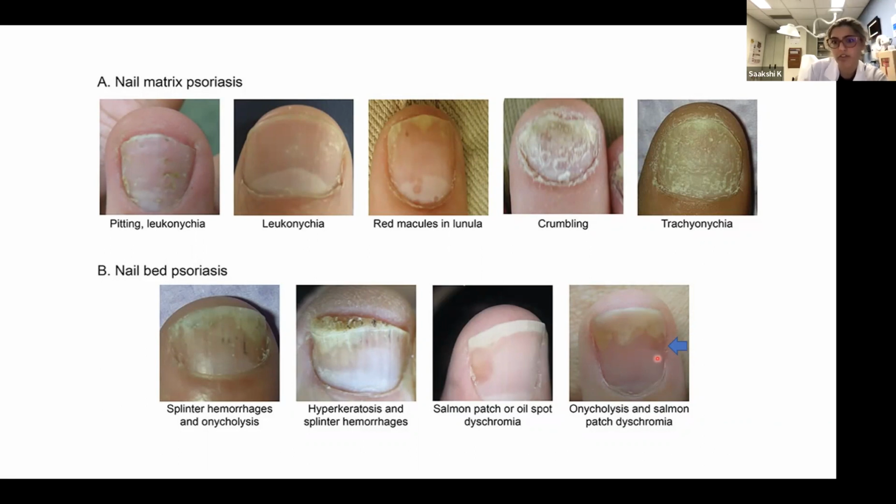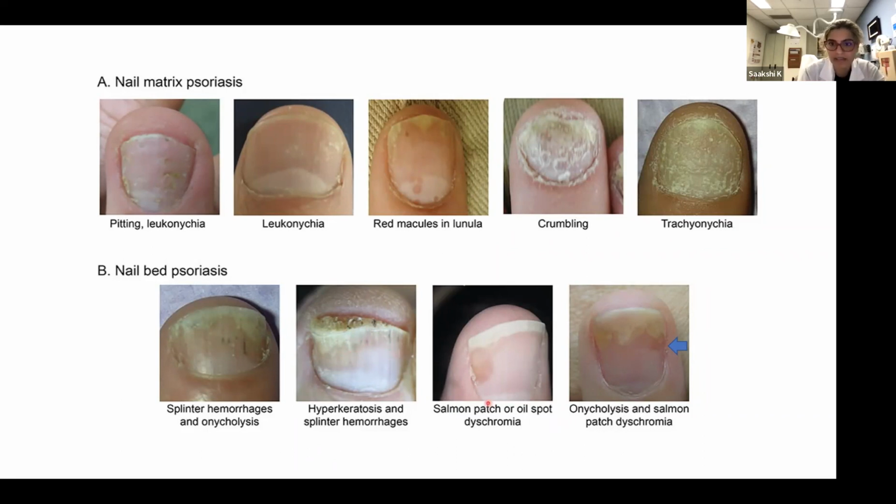So that's one way of differentiating between the two. Splinter hemorrhages are also seen in psoriasis. They're not seen in nail fungus. Hyperkeratosis can be tricky because it can be seen in nail fungus. In this patient, because there's hyperkeratosis and splinter hemorrhages, that's why you favor nail psoriasis over nail fungus.